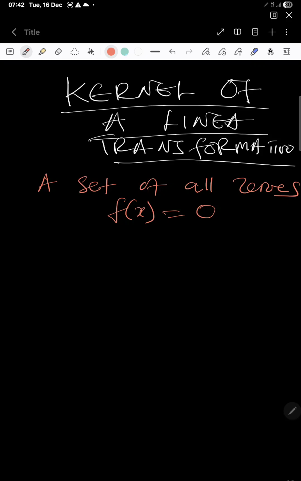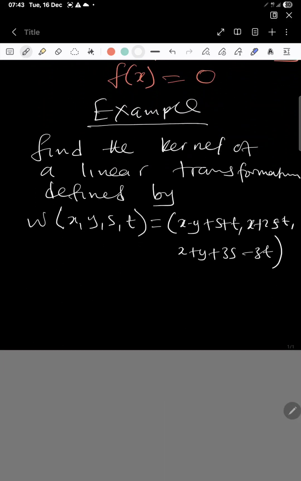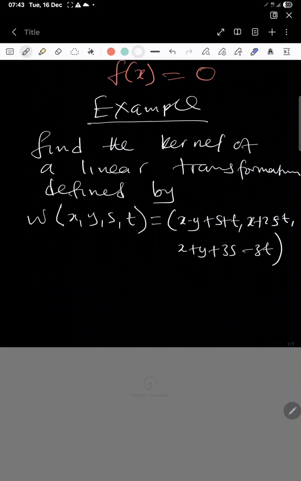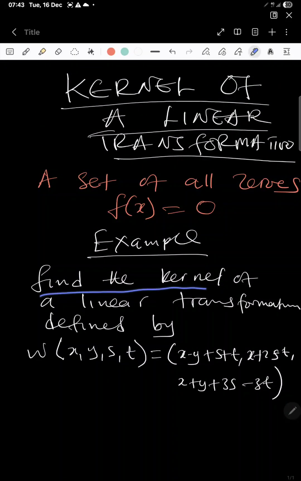All right, so how then do we find the kernel of a linear transformation? We are going to have an example so that we can find this kernel. This is our question here. The question says: find the kernel of a linear transformation defined by w of x, y, s, and t, so we are given these equations here. How many equations are we given? We are given 1, 2, 3 equations.